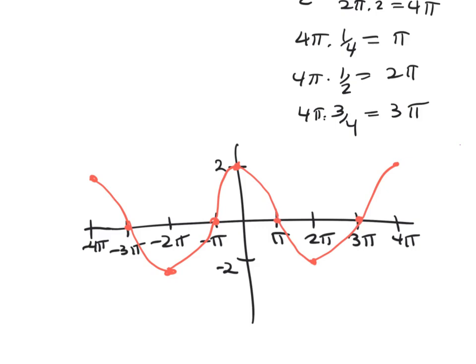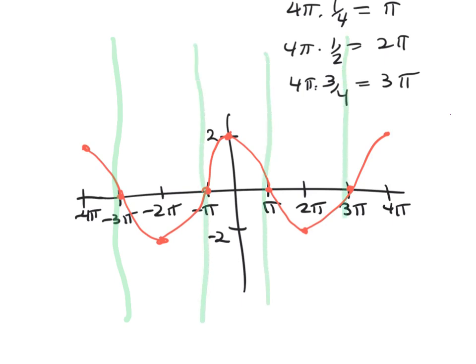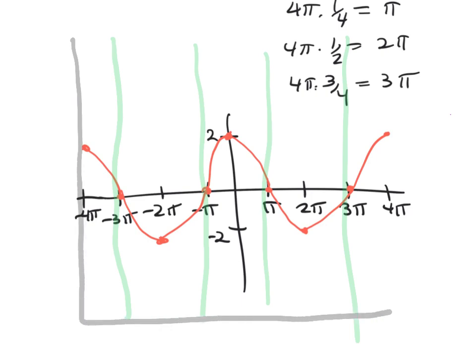I now need to draw in my asymptotes. So every place that my graph touches the x-axis, I'm going to draw a vertical asymptote. And now all the points that I don't have a vertical asymptote through, that's where I make my U's. So if it helps you to frame, so you can know where not to put the other half of the U.